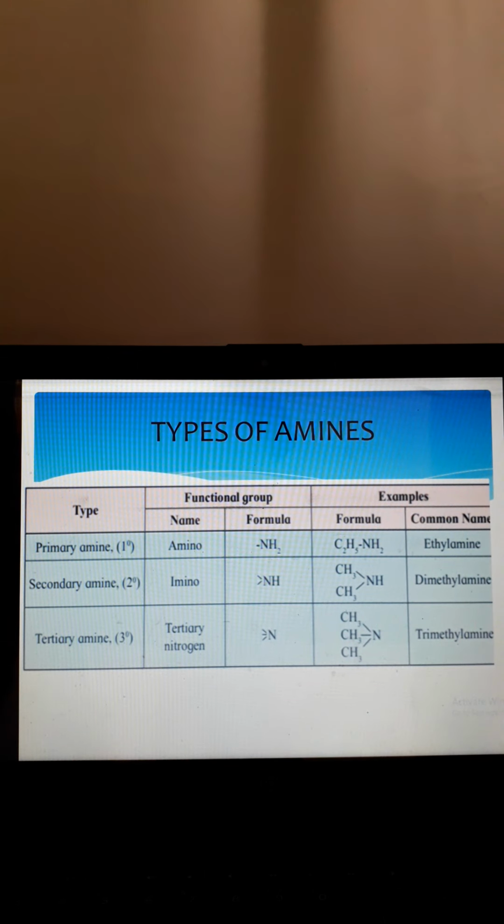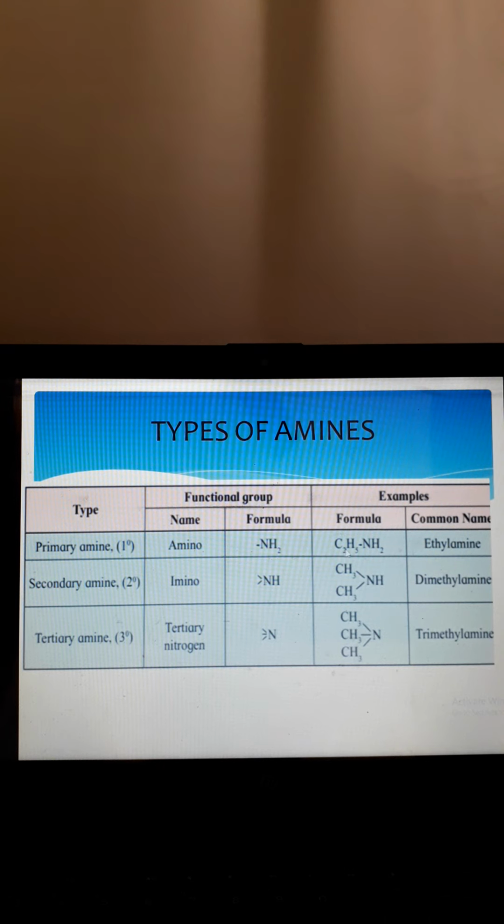We are going to see some types of amines on the basis of common name. Here the types, that is primary, secondary and tertiary amines, are given in the table along with their functional group and also the examples. So here first comes the primary amine. In primary amine, as we know, only one hydrogen from the ammonia, that is NH3, is replaced by an alkyl group.